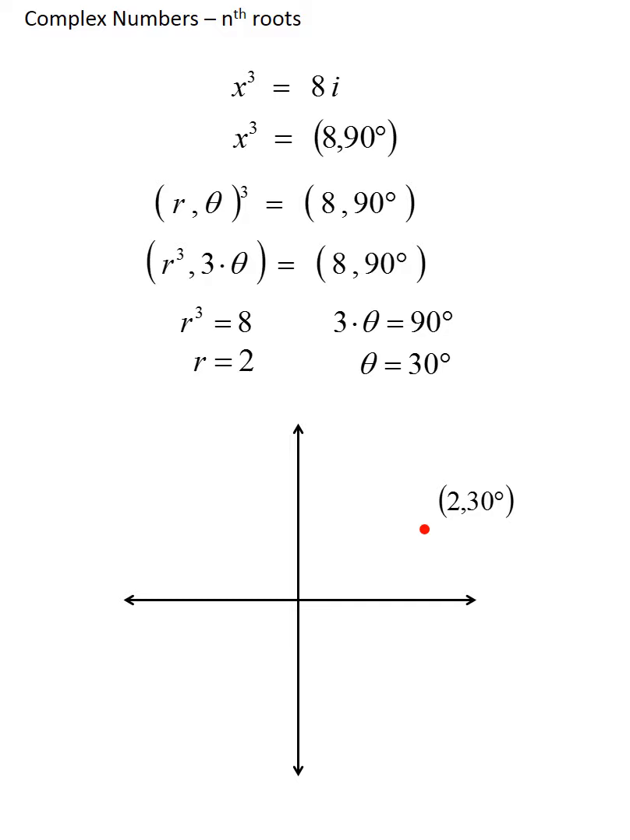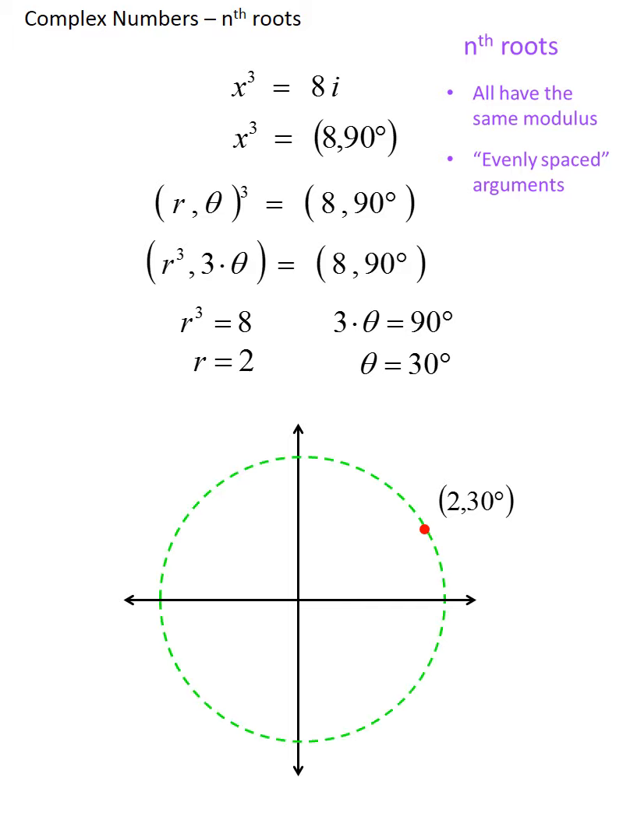And let's look where that solution is. That solution is 2 spaces away from the origin at an angle of 30 degrees. That is one possible cube root of 8i. But let's recall the discovery from the 17th century. We know that when taking roots of a complex number, they're all going to have the same modulus and be evenly spaced. That means my other roots have to lie on this circle of radius 2, and because they're evenly spaced throughout the circle, they have to be in the locations indicated by the red dots.